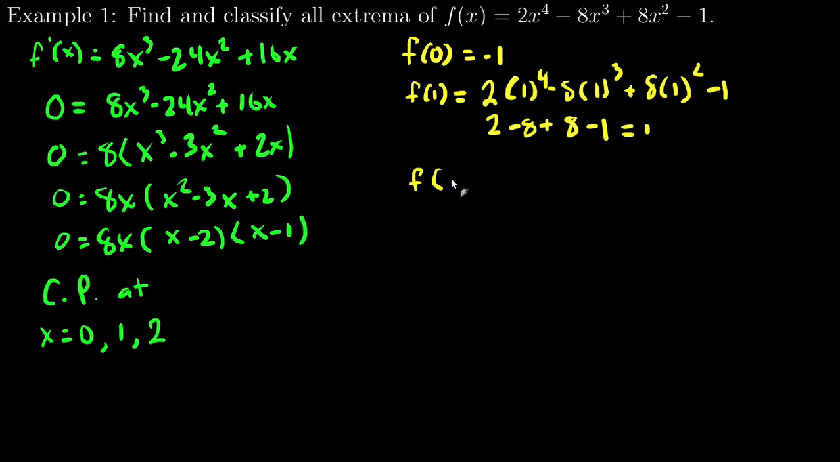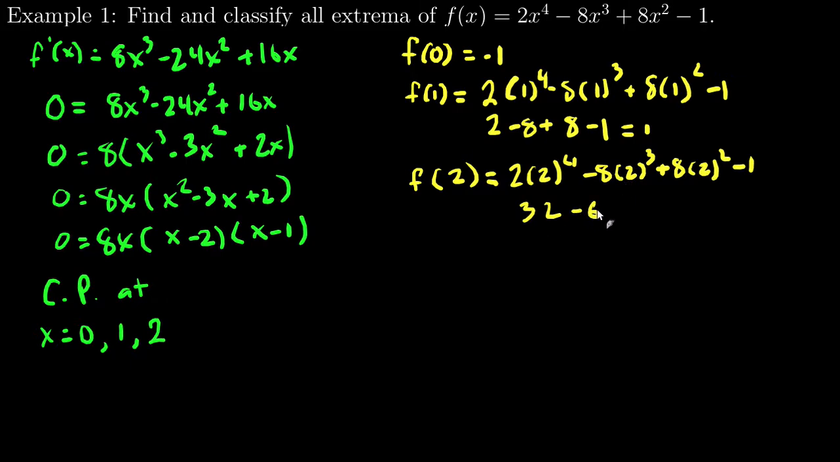And our final critical point, f of 2, and if I put this in, I'm going to end up getting 2 times 2 to the fourth minus 8 times 2 cubed plus 8 times 2 squared minus 1. 2 to the fourth is 16 times 2 is 32. 2 cubed is 8 times 8 is 64. 2 squared is 4 times 8 is 32 minus 1. And this will equal negative 1.